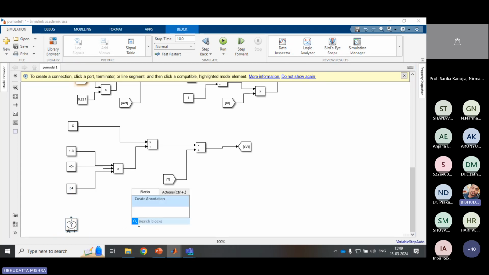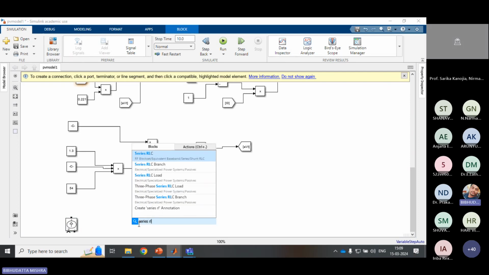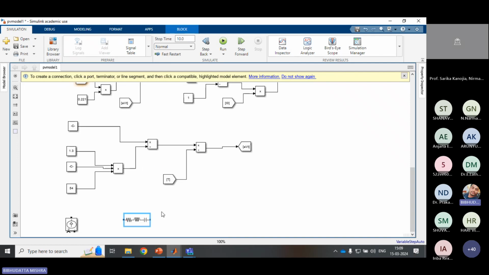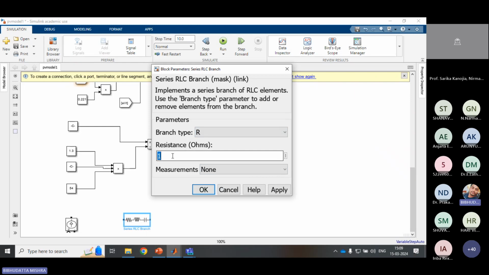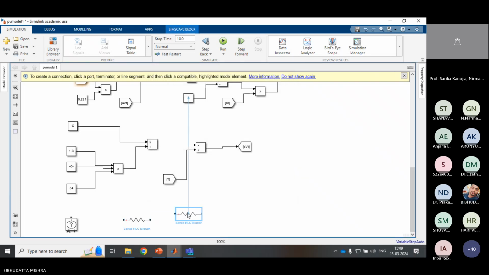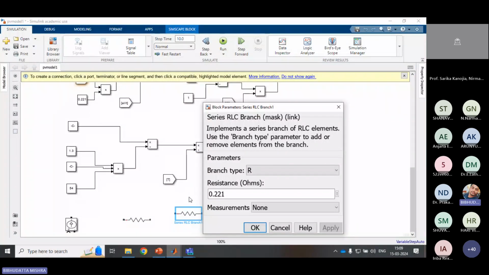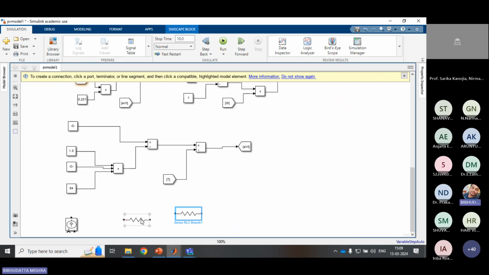So I'm searching for one series RLC branch, and we need only the resistance part. That's why resistance, and for series it is 0.221, already we have taken. Another resistance value we need, the value being 415.405. So now this has to be connected in series and this has to be connected in parallel.